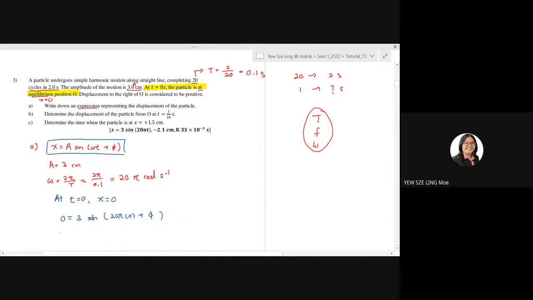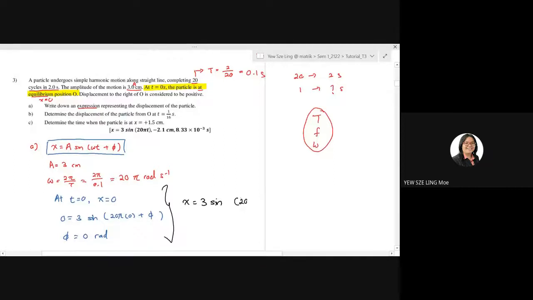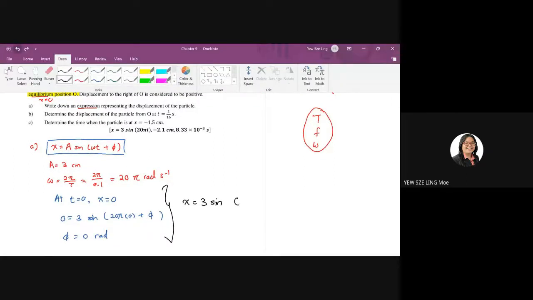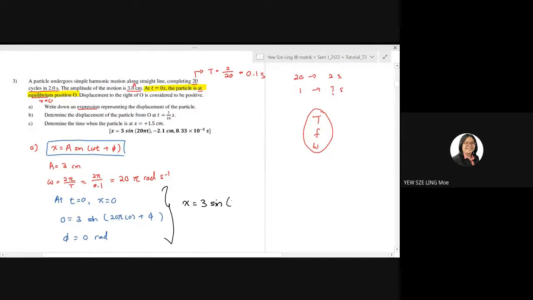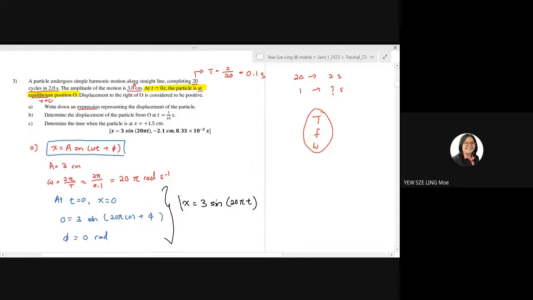So rearrange the equation for this question. I got phi equals 0 radian. So I know that now the initial phase angle is equal to 0. So when I form the equation, I can then ignore the initial phase angle. All right, so from here, I then form the general equation. x is equal to 3 sine 20 pi t. So that is my answer for question A. Because my initial phase angle is equal to 0, I don't have to include it in the equation.